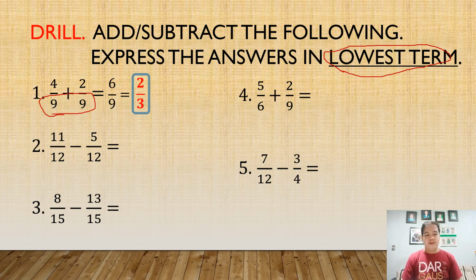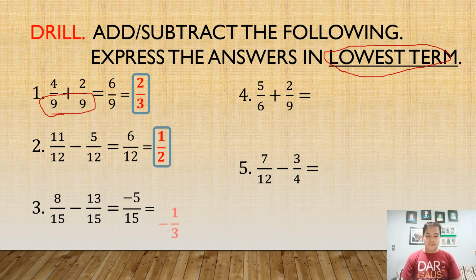Okay, for number 2, similar fractions still. So we have 11 minus 5. 11 minus 5 is 6. Copy the denominator 12. The lowest term of 6/12 is 1/2. For number 3, still similar fractions. So 8 minus 13, that's negative 5. Copy the denominator 15. So negative 5/15. And the lowest term is negative 1/3.